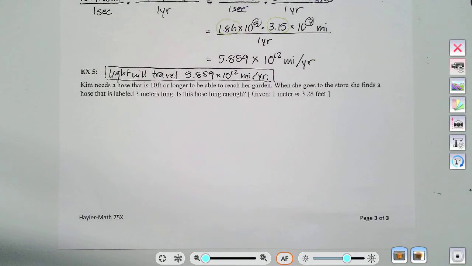Alright, last example for this video. Kim needs a hose that is 10 feet or longer to be able to reach her garden. When she goes to the store, she finds a hose that is labeled 3 meters long. Is this hose long enough?